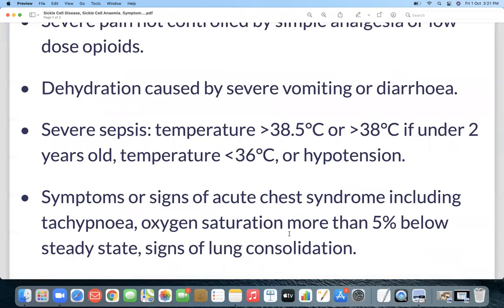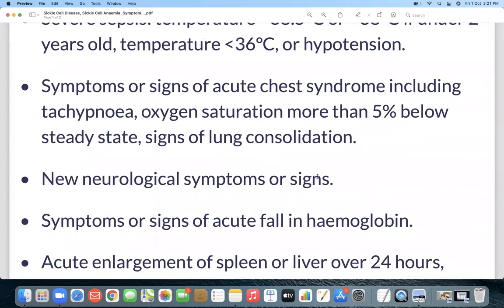Severe sepsis: temperature more than 38.5, and more than 38 degrees if under 2 years, and also hypothermia, temperature less than 36, and hypotension. Okay. Then acute chest syndrome, with symptoms and signs including tachypnea and oxygen saturation more than 5% below steady state. It means usually 93 and above is normal, right? Like 92 and below, you have to send them.